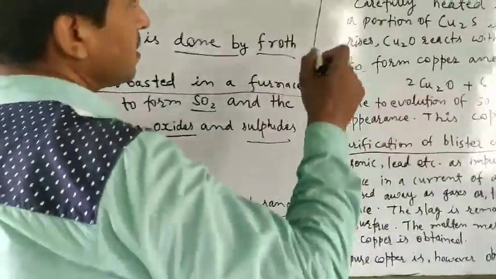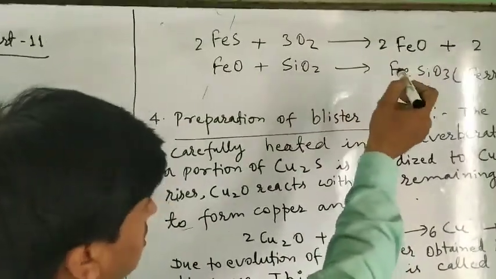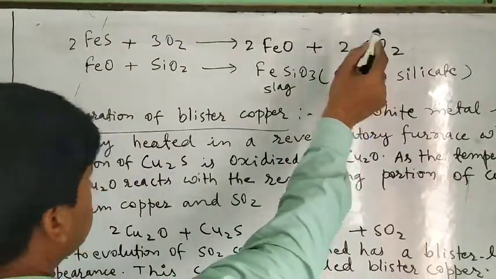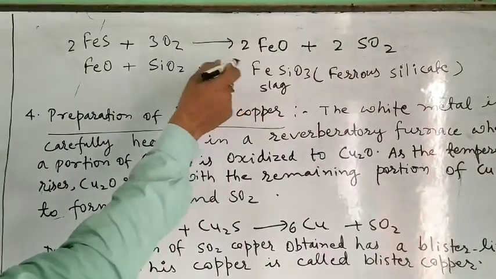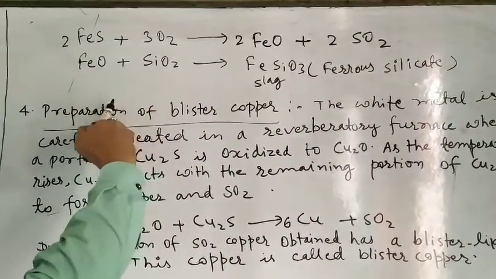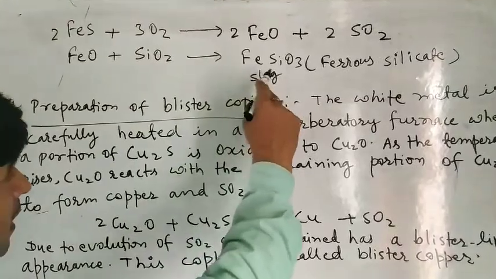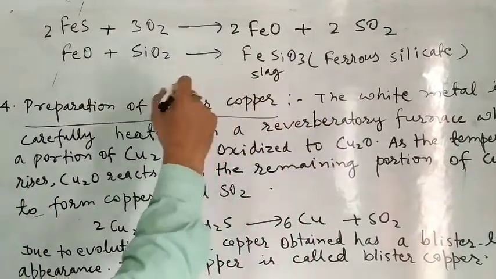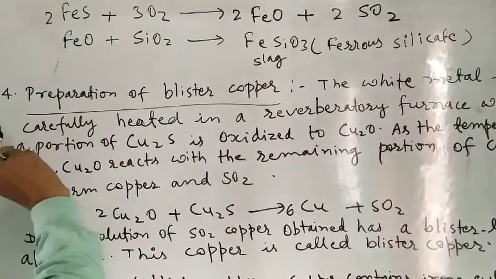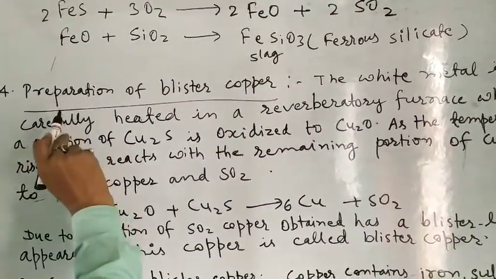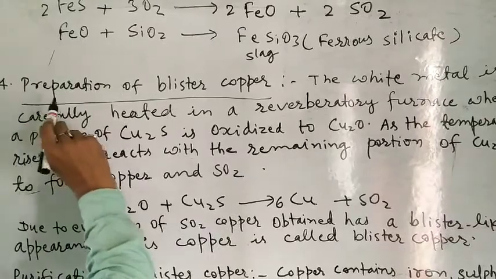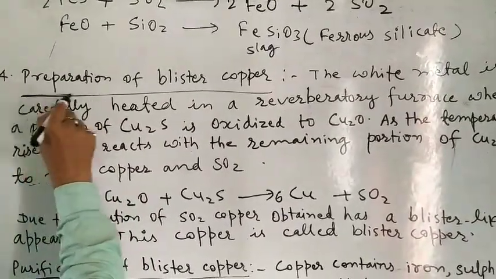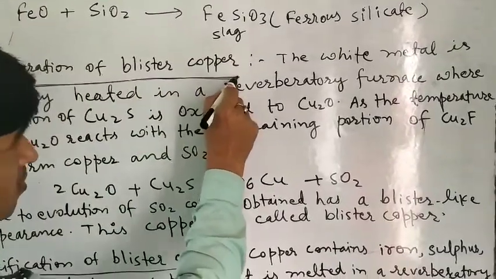In this process, iron sulfide reacts with oxygen to form iron oxide, or ferrous oxide, and sulfur dioxide gas is released. The iron oxide further reacts with silica to form iron silicate, that is a slag, an impurity that is removed. Now from the white metal obtained in this process, we prepare blister copper. What is the process of preparation of blister copper?